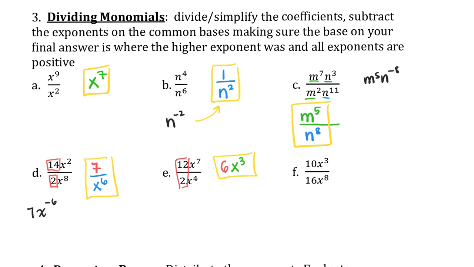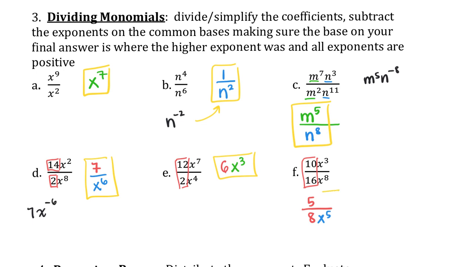Let's try one more. Okay, 10 over 16, does that divide? I can't divide it, but I can simplify it. What can I divide out of 10 and 16? They both divide by 2. So 10 divided by 2 is 5, and 16 divided by 2 is 8. For the x to the 3rd over x to the 8th, 8 minus 3 is 5. Where does it go? It goes at the bottom. So this is my final answer.